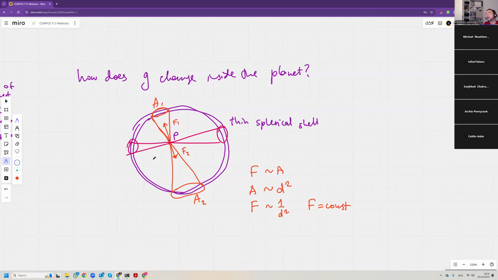So the gravitational effect, well, the force is proportional to the mass of the shell, and mass is obviously proportional to the area of the shell. So mass of the section is the area multiplied by the thickness t, and multiplied by the density of the material. So it's proportional to area.